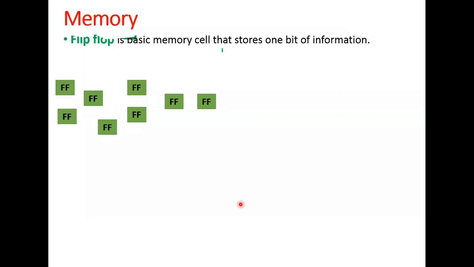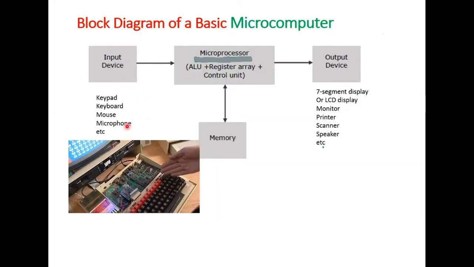So now input and output devices are completed. These input devices are used to give input to the processor, and these output devices are used to receive the output from the processor. Now we need to know about memory.